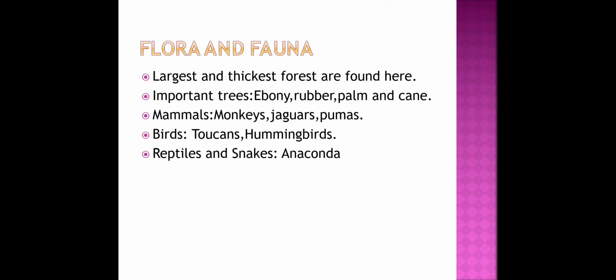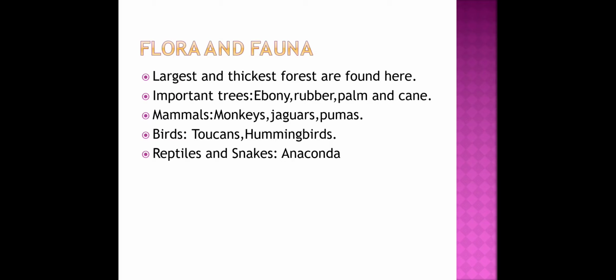It also has a rich variety of wildlife. Mammals, a large variety of birds, species of reptiles, insects and fishes are found here. I've given you some examples. Among mammals, there are monkeys, jaguars, pumas. When we talk about birds, there are toucans, hummingbirds. When we talk about reptiles and snakes, the anaconda, which is a 10-meter long snake, is also found here. This was about the flora and fauna of the Amazon basin.